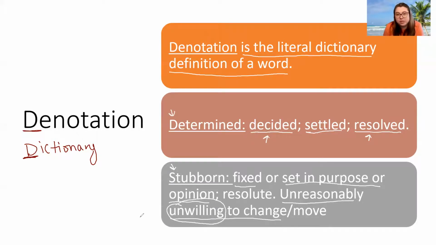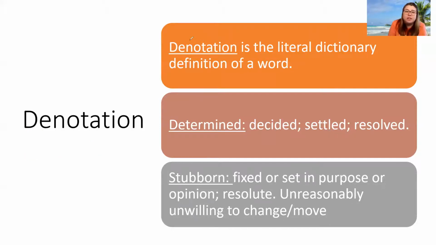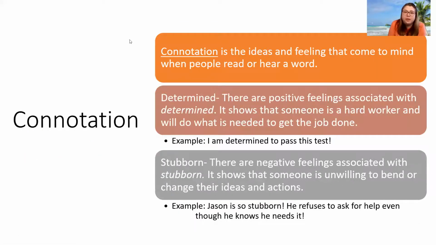They have similar meanings. So their denotation is similar to one another. Now, when we talk about connotation, on the other hand, connotation is different from denotation in the way that we interpret the word. So our definition for connotation is the ideas and feelings that come to mind when people read or hear a word. So these are kind of like opinions because they are the feelings that we get when we hear a word.